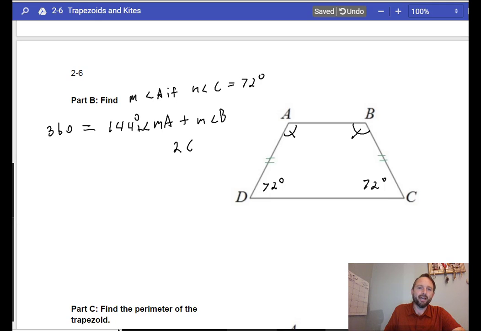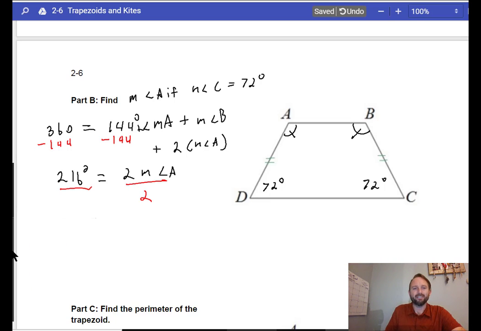So I get 2 times the measure of angle A plus 144, or I can subtract it now, and I figure out what does 2 times A equal. So I understand that's going to be 216 degrees is equal to 2 times the measure of A. So if I divide by 2 on both sides, using the division property of equality, I get 108 is equal to the measure of angle A. And that's it. Let's go on.